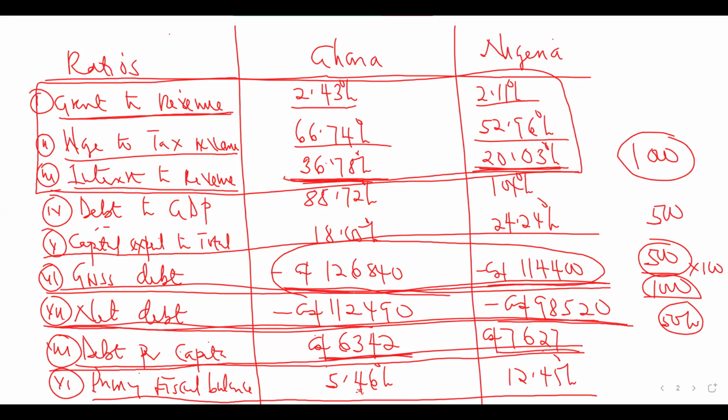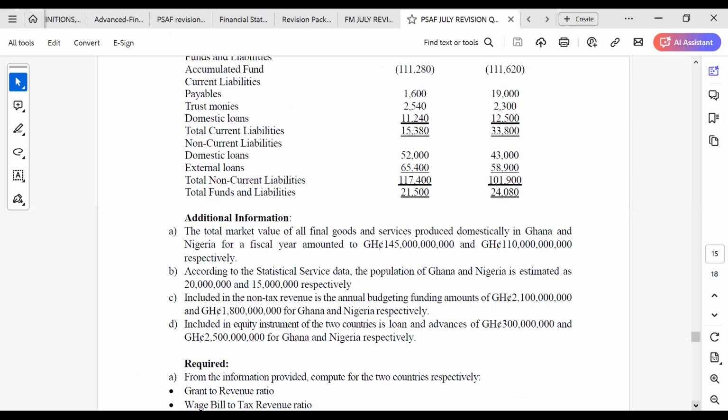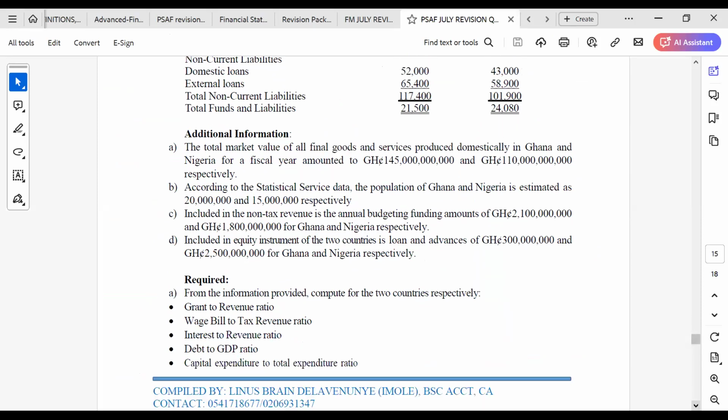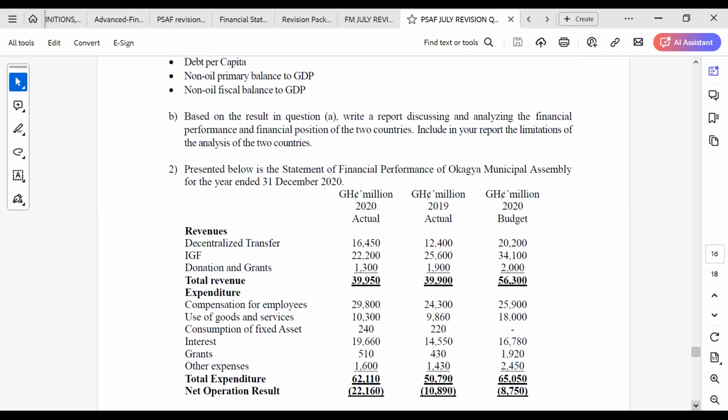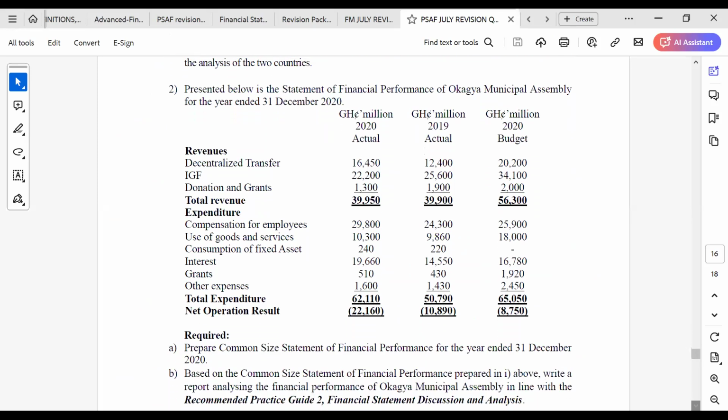Let's be moving. Please, this one at least you need to get like 8 marks. The calculation should not worry you. If it is ratio, you are not going to be suffering. If it is common size, you are not going to suffer. If it is any of them, you don't have to suffer because it's not a big deal. Okay. We pray for common size.